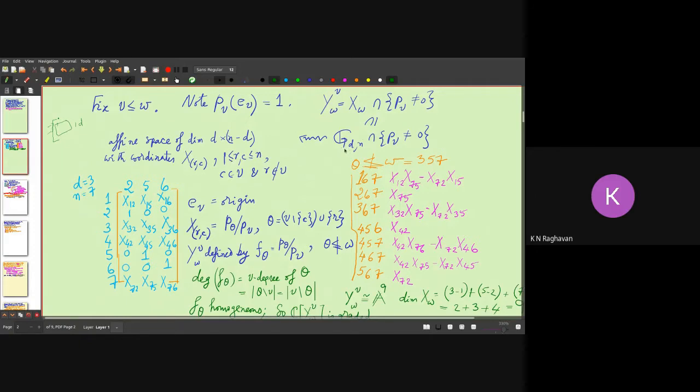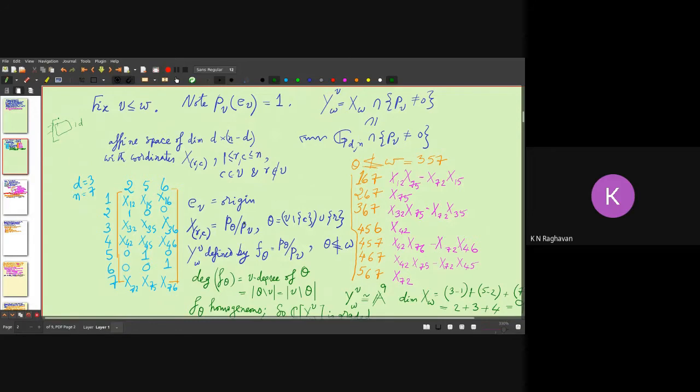This G(d,n) intersect PV not equal to zero is an affine space of dimension d cross n minus d, and it has coordinates X sub r,c. You can parameterize the coordinates as follows: X sub r,c, where r and c are between 1 and n, c is an element of V and r is not in V. Remember, V is a d element subset. So c will have d choices and r will have n minus d choices. So this is of dimension d cross n minus d. And so this, for example, shows that G(d,n) has dimension d cross n minus d. It's an irreducible smooth projective variety.